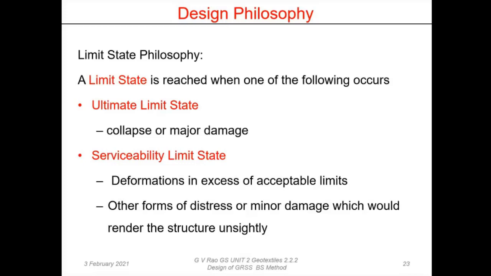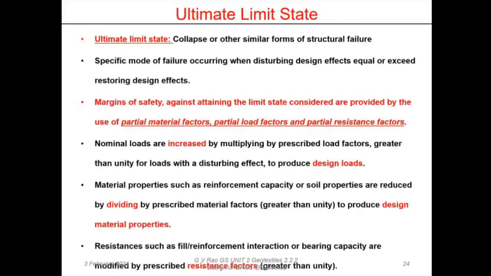So you want to describe more of this now. The ultimate limit state which we are considering is collapse or other forms of structural failure. The specific mode of failure occurring when disturbing design effects equal or exceed restoring design effects. So for this we are providing margin of safety against attaining the limit state considered, provided by the use of partial material factors, partial load factors, partial resistance factors. So you see all of them now.